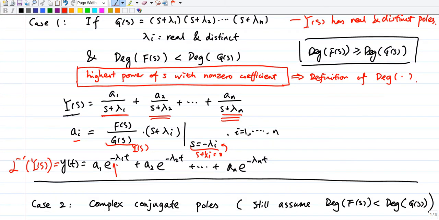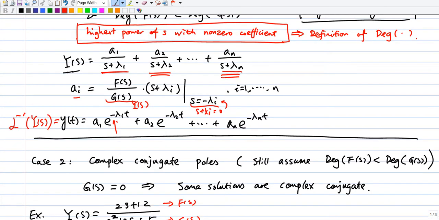Today I'm going to focus on case 2, when we have complex conjugate poles. This means if I set G(s) to be 0, I get solutions for s of the form a1 plus a2 j and a1 minus a2 j, where j is the square root of minus 1. So you have some complex conjugate poles. Here we also assume that the degree of F(s) is less than the degree of G(s).